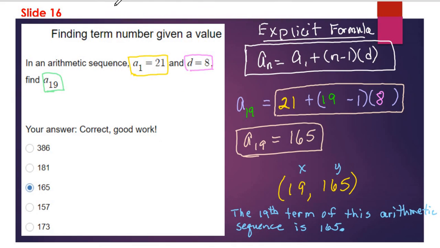Slide number 17. Finding term number given a value. So here's the first term, your common difference, and you have to find the 19th term. Here's the explicit formula, and I have color-coded this for you. We're looking for the 19th term, so put a 19 here and a 19 here. The first term is 21. The common difference is 8. Now I'm going to put all of this at one time in the calculator, and your answer is 165. So the 19th term is 165, and that is what I've marked right here. If I were to write this as an ordered pair, it's going to look like this. The 19th term of this arithmetic sequence is 165.